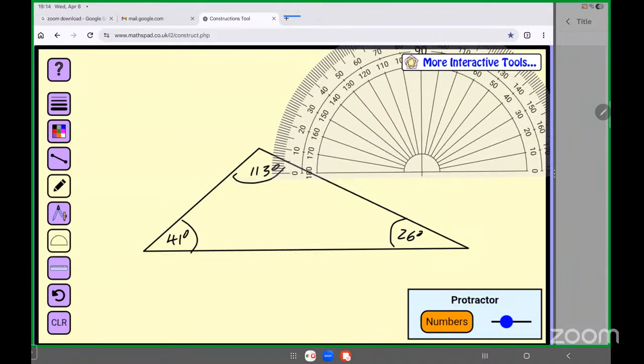And they're supposed to add up to 180, aren't they? Supposed to add up to 180. The total angle of a triangle is 180. And they do add up to 180, don't they?